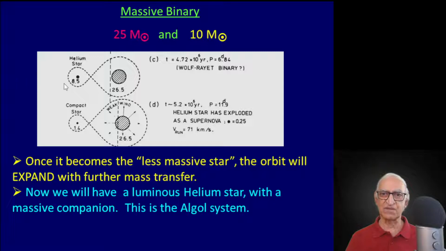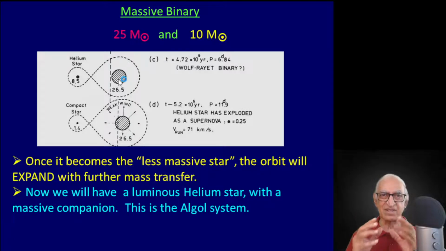Now let's look at the first picture over there. What you have is a helium star of 8.5 solar mass and a companion star of 26.5 solar mass. These were precisely the masses of the two stars in the Algol paradox binary. The more evolved star was the less massive star, and the less evolved star was the more massive star. Now we understand how the Algol paradox has to be understood.